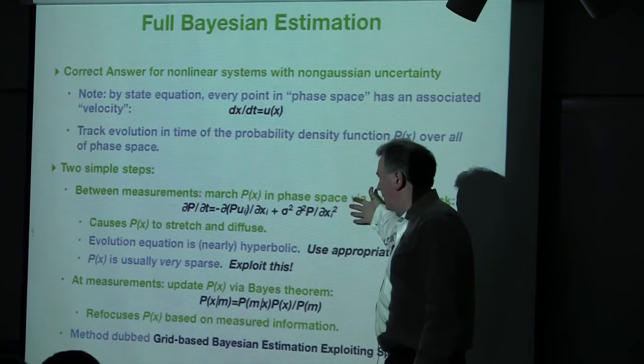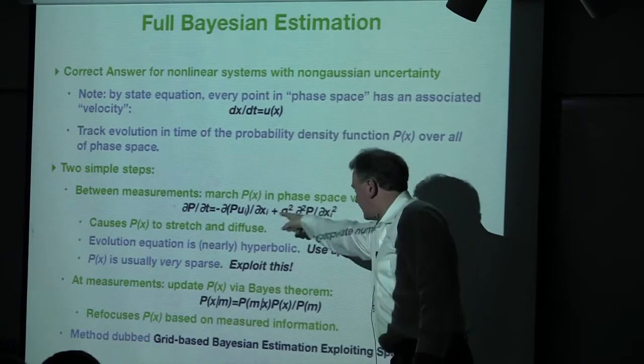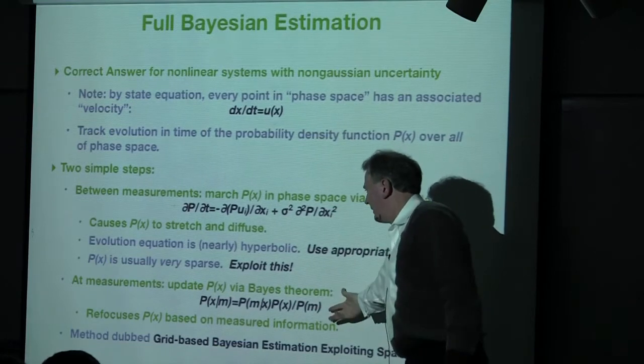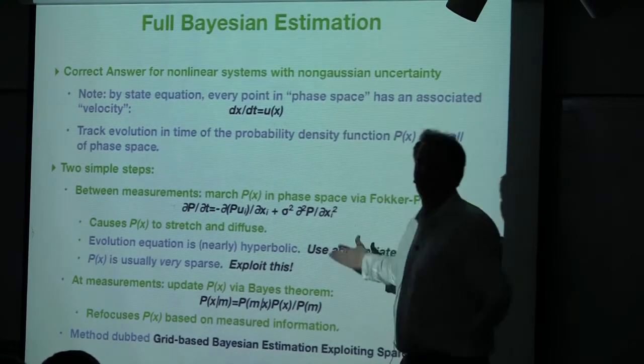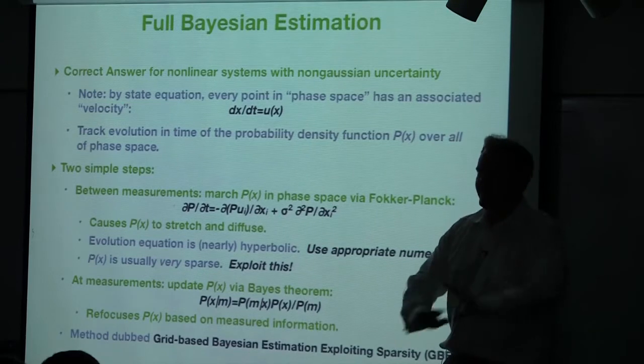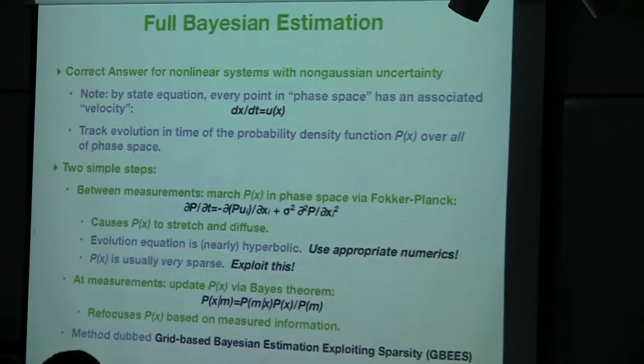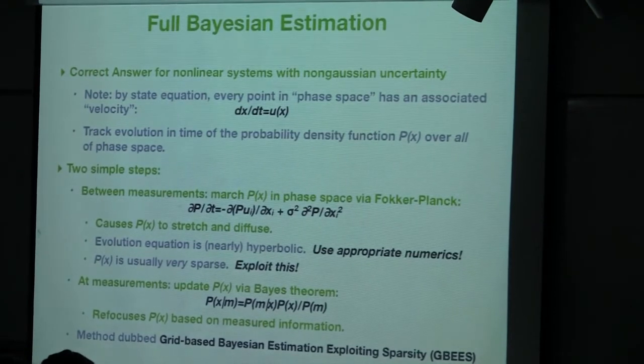And so I march the probability according to the governing equation and the diffusion from the right-hand side forcing W, and then I update via Bayes' theorem and I go back and forth. That's all state estimation is. That's the correct full answer even in the fully nonlinear non-Gaussian setting. So the question is, how can I make that tractable, because this scales really poorly with dimension?